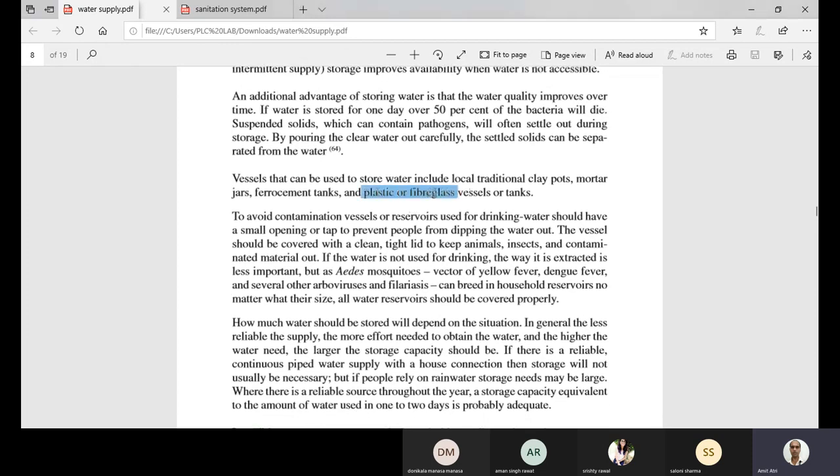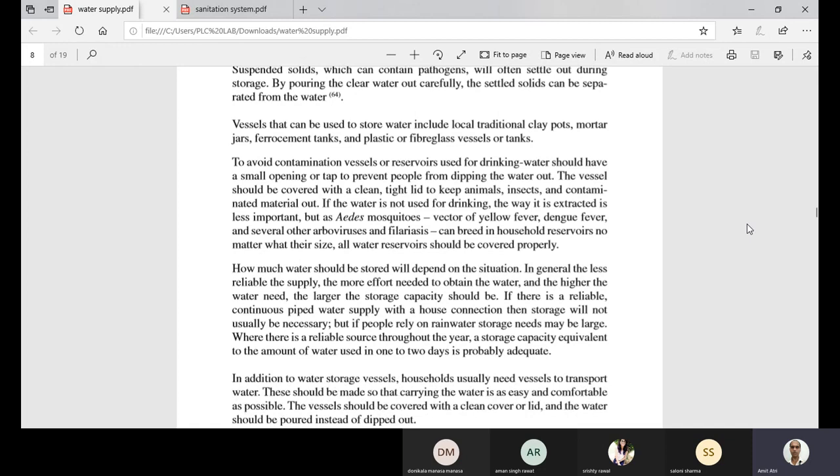Plastic or fiberglass vessels or tanks are a very common type of tank used for storing water. Some of the considerations: it should be covered, because the higher the open area, the higher the contamination in that tank. It should have a small opening or tap to prevent people from tipping the water out. So it should be covered with a clean and tight lid.